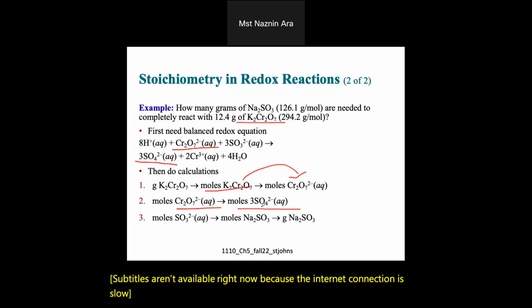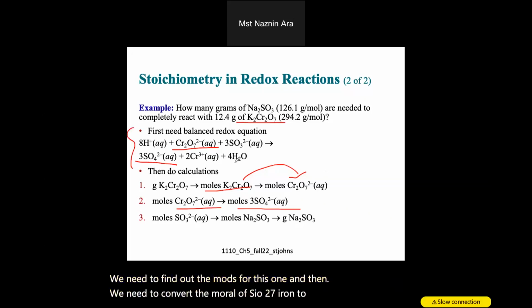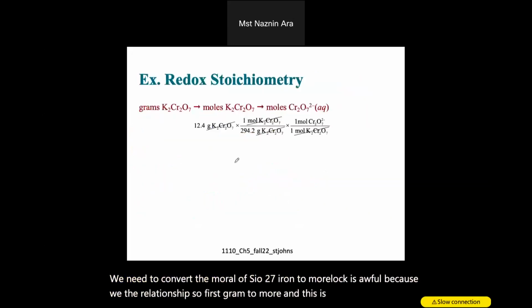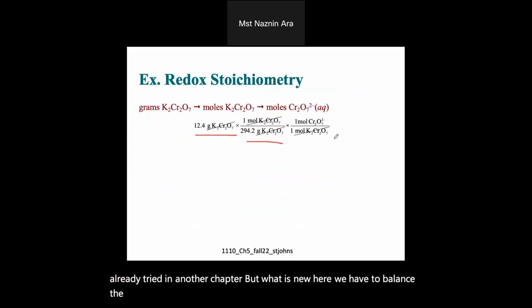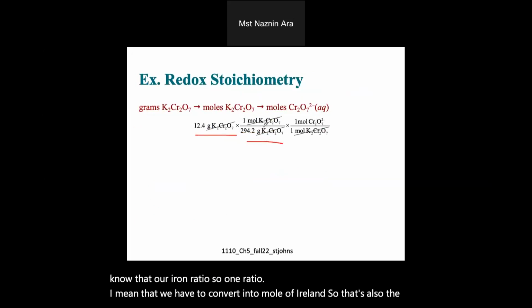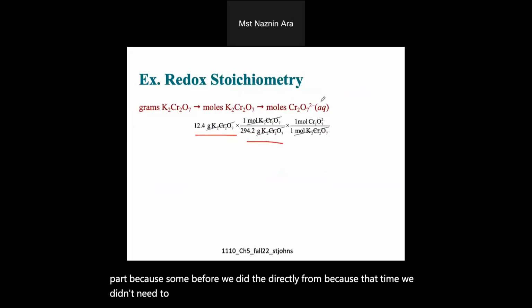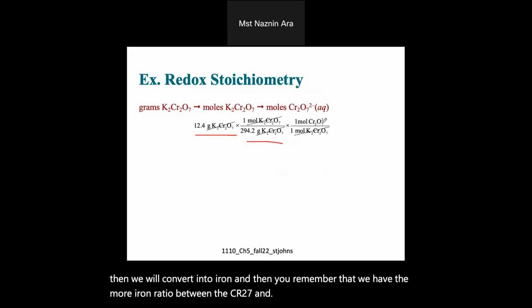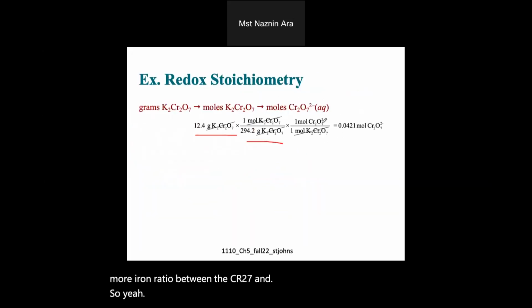But what is new here is that we have to balance the redox reaction first. So grams of potassium dichromate to moles of potassium dichromate, and we know our ion ratio, 1 ratio, and we have to convert into moles of ion. That's also the new part, because before we did that directly, since we didn't need to do the ion. But here, during the redox reaction, we need to convert to ion. So 1 mole of chromium ion, and then you remember that we have the mole ion ratio between the Cr2O7 and the SO3. That's what we are going to use next.